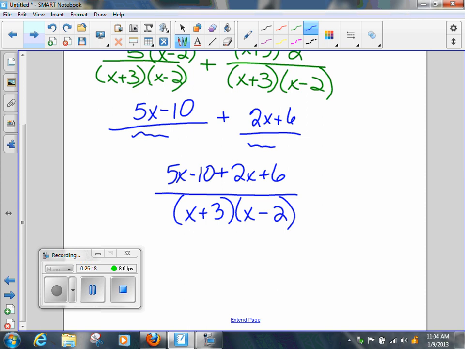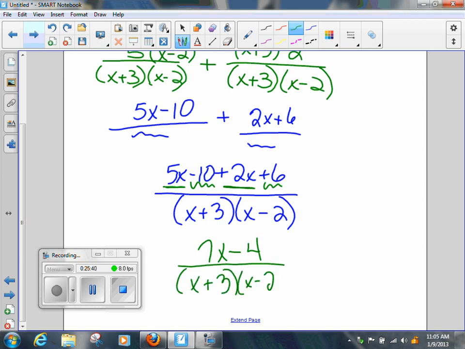Just do this for your work, folks. I don't care what you do in your homework. Just at least write all these steps down for your notes, okay? And now what do I want to do? Combine like terms. Now I'm going to combine like terms. So 5x and 2x is what? 7x. Negative 10 plus 6 is negative 4 over this mess. Can I factor 7x minus 4? No. Am I done? Is this simplified as it can get? Yep, that's all she wrote right there. Done.